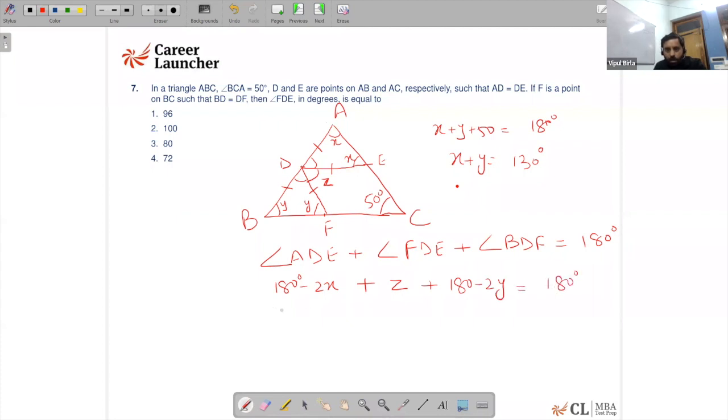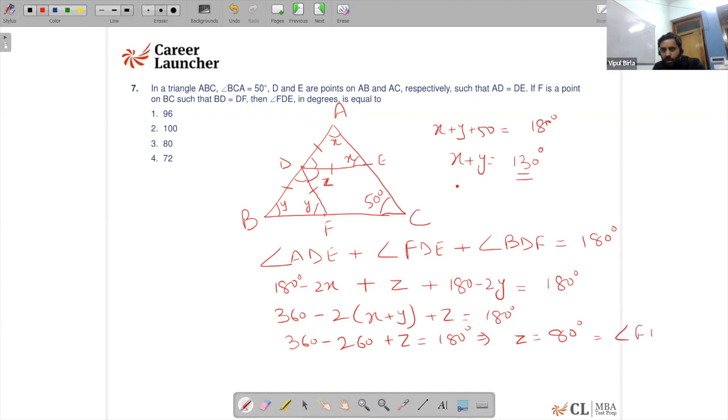Now, if you simplify, it comes out to be 360 minus twice (X plus Y) plus Z is equal to 180 degrees. We know the value of X plus Y is 130 degrees. Just plug in that value here. So 360 minus 2 into 130, that is 260, plus Z is equal to 180 degrees, which implies that Z is 180 minus 100, that is 80 degrees, which is actually angle FDE that we are supposed to calculate. Therefore, angle FDE is equal to 80 degrees, which is the answer to the question. Quite straightforward, and this is how we need to solve it.